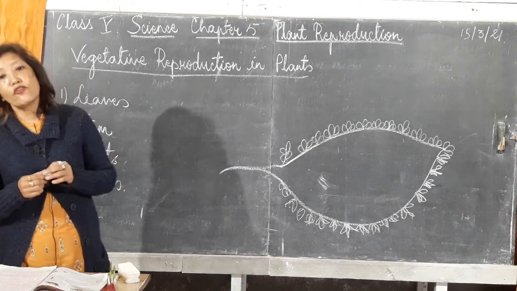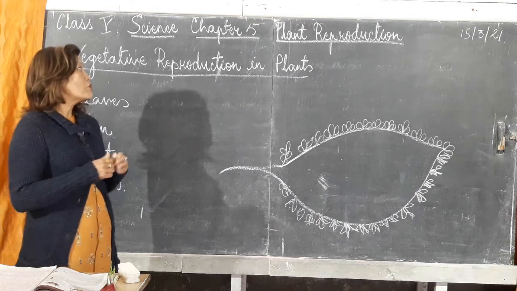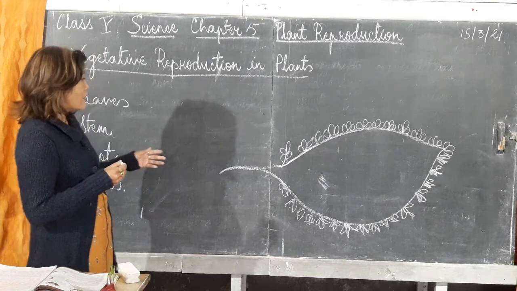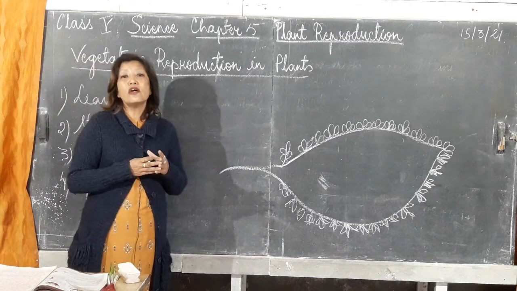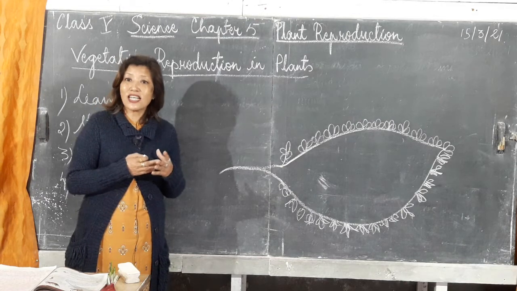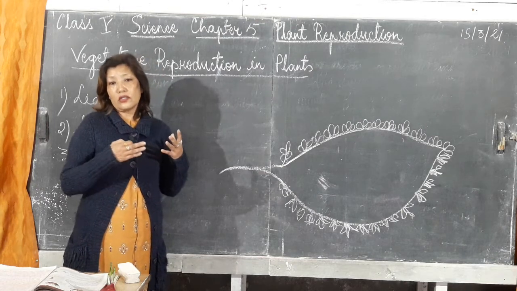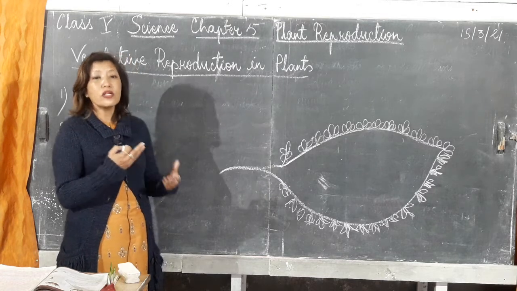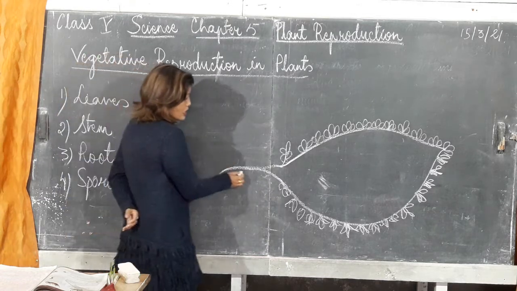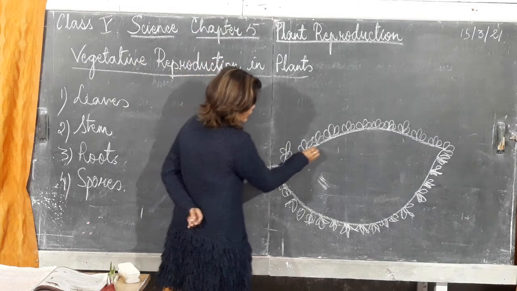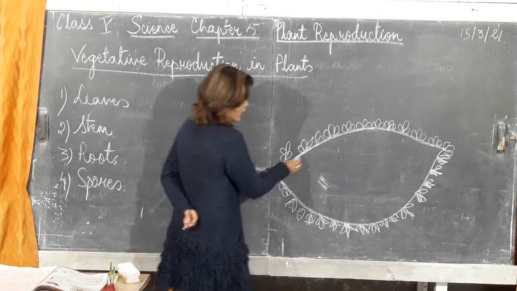Growing plants from leaves. Now, the most common example of the new plants growing from the leaf is the leaves of the plant Bryophyllum. So, Bryophyllum is an example of the leaves from where the new plant will grow. So, suppose this is a leaf of Bryophyllum, then this is called the margin or edge of the leaf.